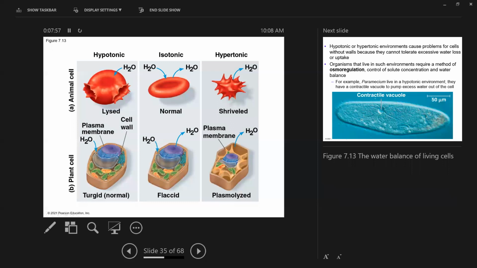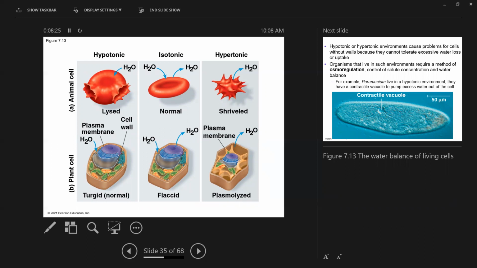So this shows you an animal cell versus a plant cell. And again, look at how that plant cell wall stays rigid. And so the cell membrane will either pull away from the cell wall when it's plasmolyzed, or it will actually push up if it's turgid, which is a normal state generally for a plant.